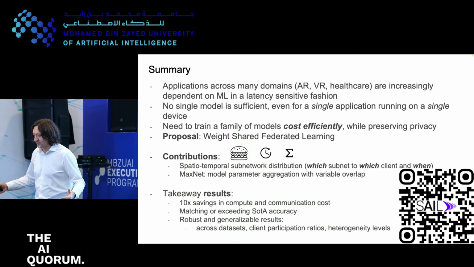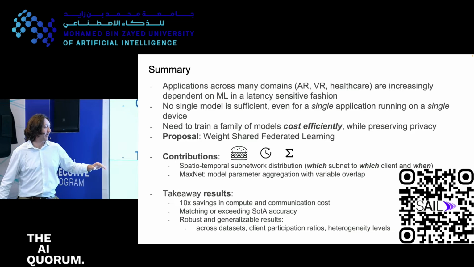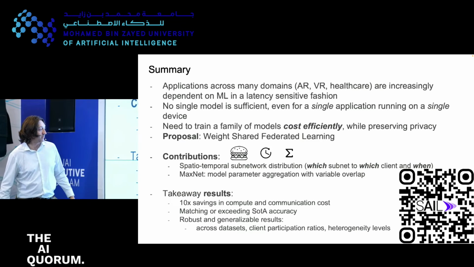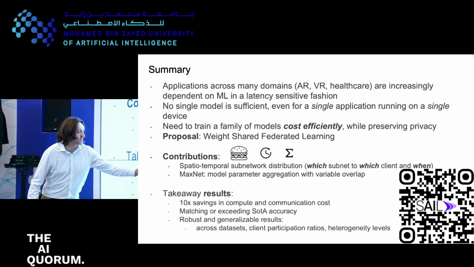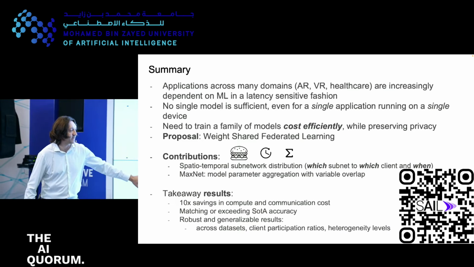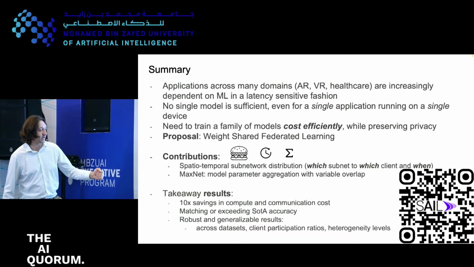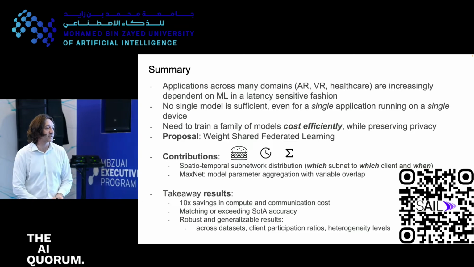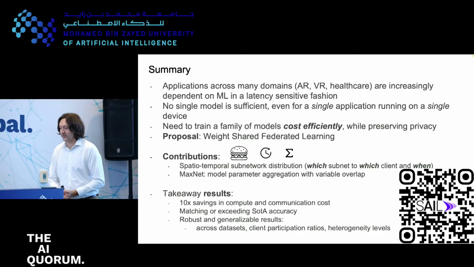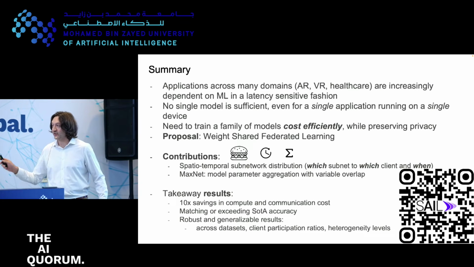The takeaway results is, as I mentioned, I can put any order of magnitude here depending on the density of the Pareto frontier that your application cares about. Let's just pick one: order of magnitude savings in compute and communication cost. We are matching or exceeding state-of-the-art accuracy, and we are robust and generalizable across data sets, client participation ratios, and heterogeneity levels. On that note, I would like to conclude. Thank you everyone for your attention, and I'll open it up to questions. And I would like to keep the slides on.